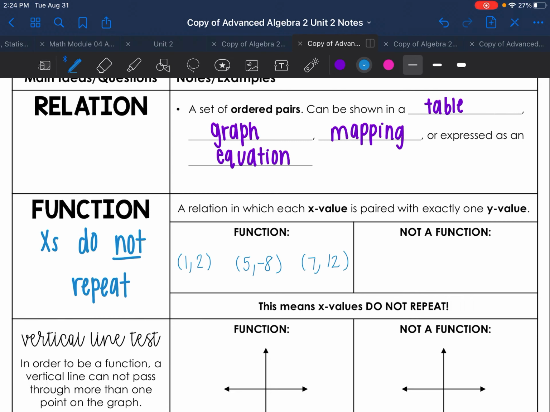Now, not a function, if I had the same point, 1, 2, 5, -8, but my last point, let's say, was 5, 9. That would not be a function because these two x values came up twice.